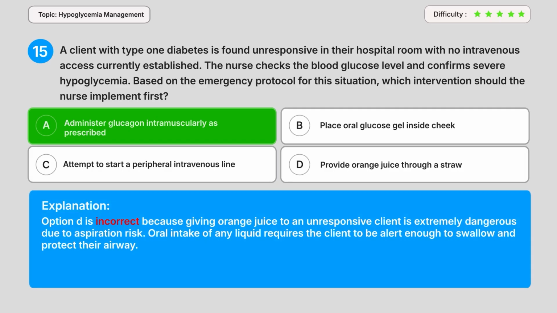Option D is incorrect because giving orange juice to an unresponsive client is extremely dangerous due to aspiration risk. Oral intake of any liquid requires the client to be alert enough to swallow and protect their airway.